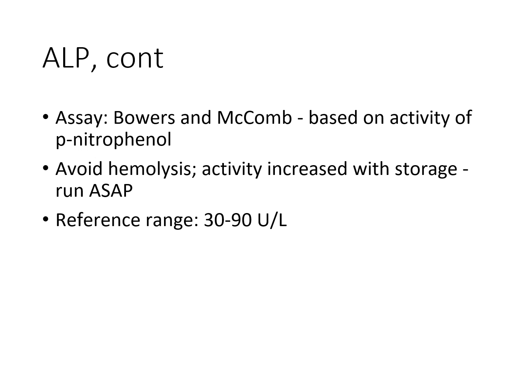To test for ALP, we will use the Bowers and McComb method assay. The principle of this is based on the enzymatic activity of the ALP on the p-nitrophenyl phosphate to release p-nitrophenyl, which is measured colorimetrically. Some pre-analytical considerations: hemolysis can affect the results, so make sure we don't have a hemolyzed specimen. Also, ALP can be increased during storage of the sample, so we want to make sure these samples are processed as soon as possible to help ensure the accuracy of the results. The reference range is usually between 30 to 90.